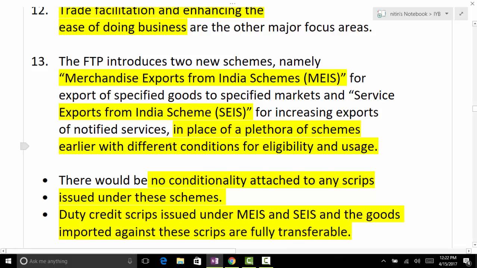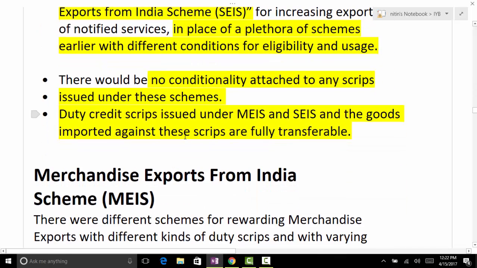Similarly, there is SEIS, Service Exports from India Scheme. So in place of a plethora of schemes, earlier with different conditions for eligibility and usage, now these will be two schemes. Another thing attached to it: no conditionality attached to any scrips issued under these schemes. Duty credit scrips issued under MEIS and SEIS would be fully transferable.